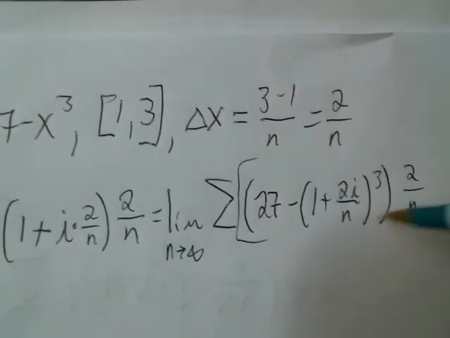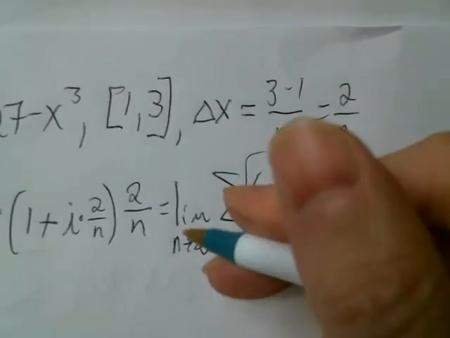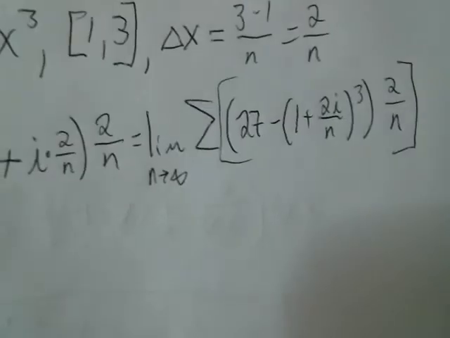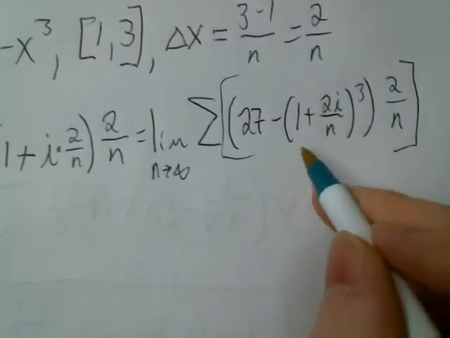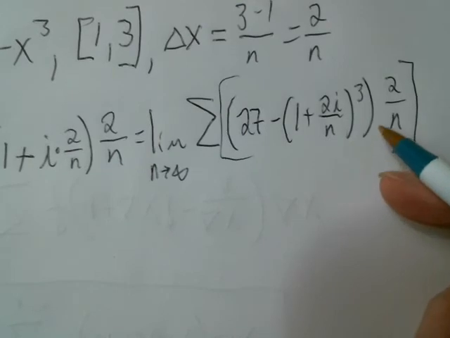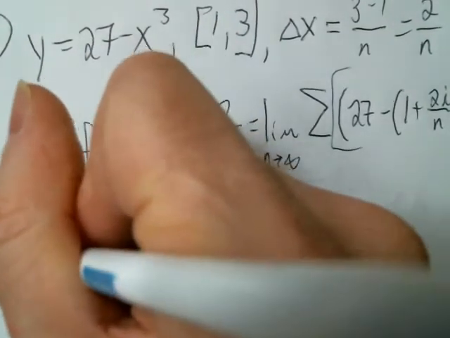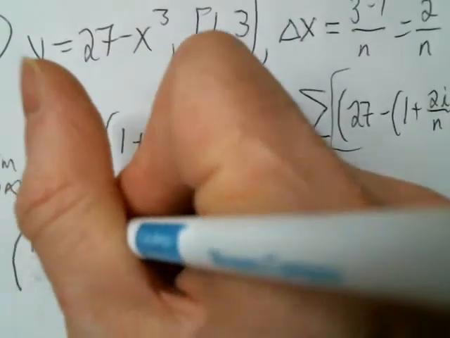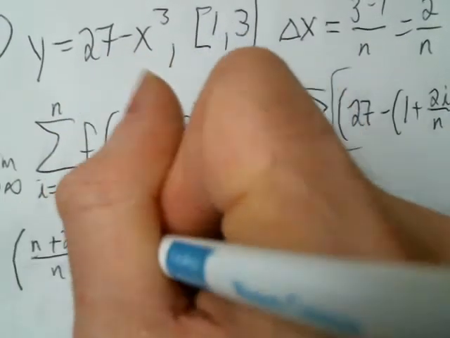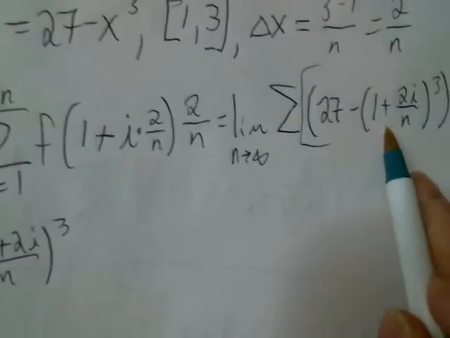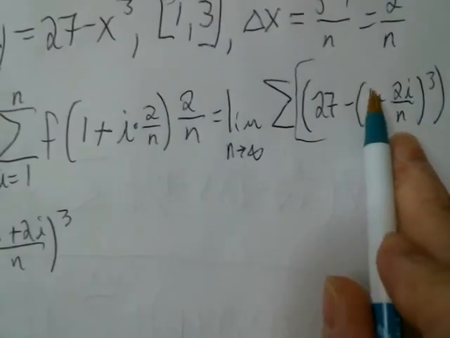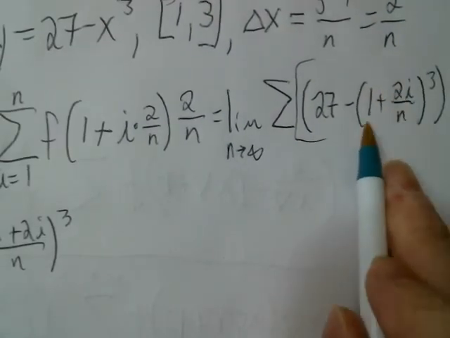Okay, all of this stuff is inside the sum, and the sum goes from 1 to n. All right, so I need to cube this thing out. The way I did it was to find a common denominator. So let me write that here: n plus 2i all over n, cubed, right? That's this thing here.